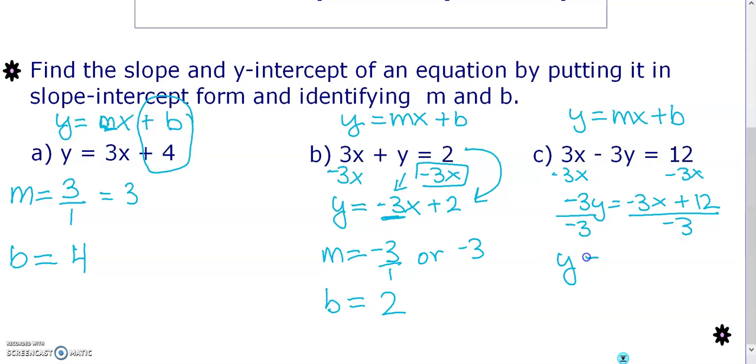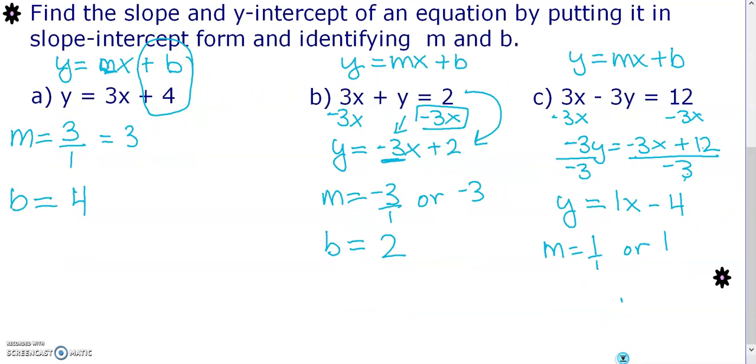I'll get y equals negative 3 divided by negative 3 is a positive 1x. 12 divided by negative 3 is going to be a negative 4. So my slope is a positive 1, or 1 over 1 if you want. And my y-intercept is at minus 4. See that minus sign there? Minus 4, negative 4.